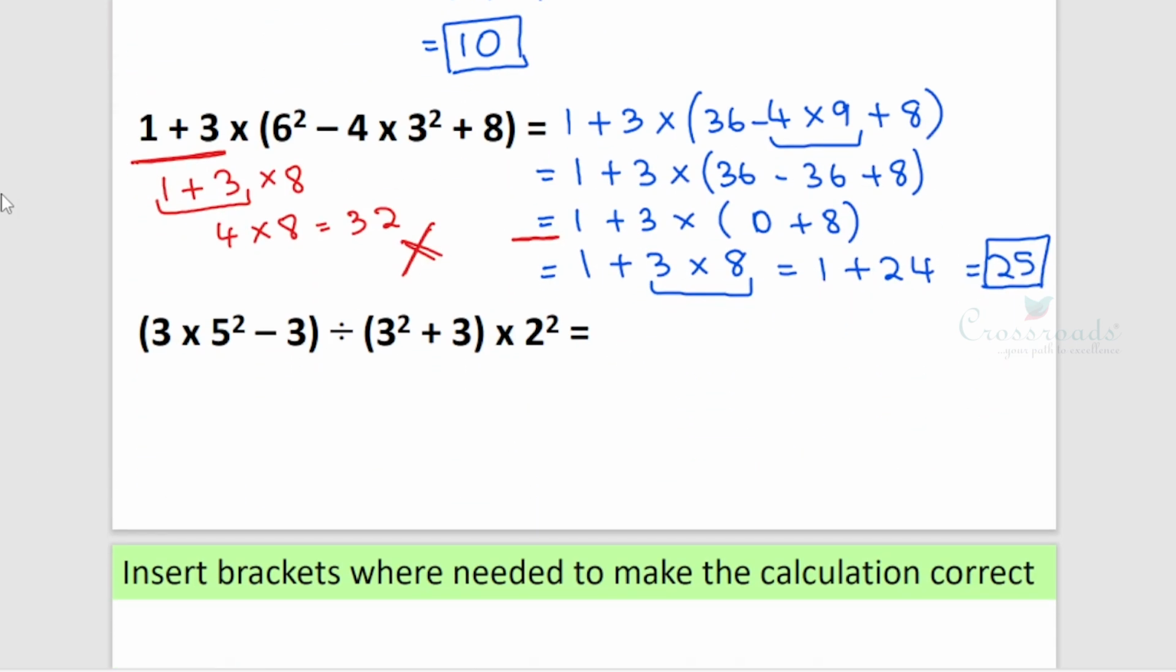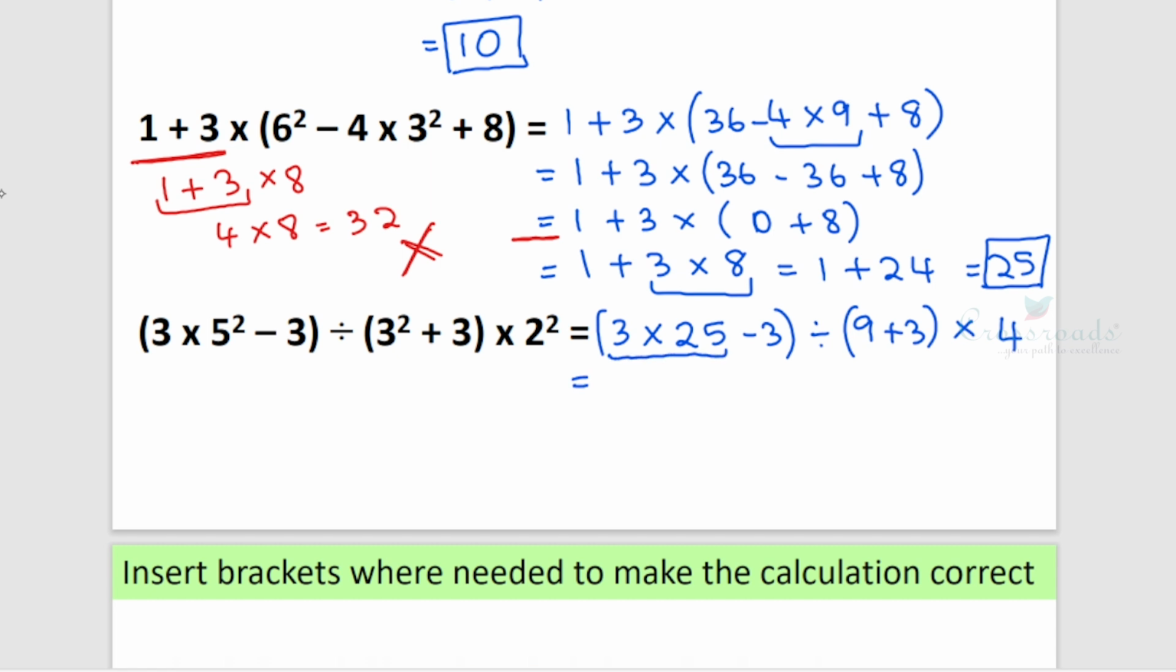We go to the last question. So here it says 3 into 5 square minus 3, within the bracket, divided by 3 square plus 3, again within the bracket, into 2 square. So we'll go step by step. 3 into 5 square is nothing but 25 minus 3 divided by 3 square is nothing but 9 plus 3 into 2 square is nothing but 4.